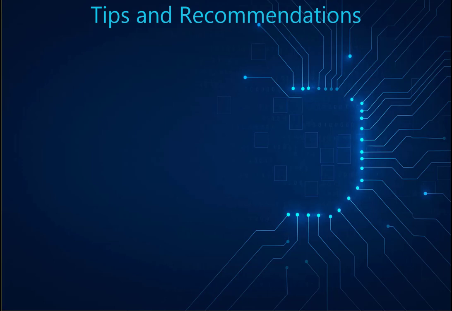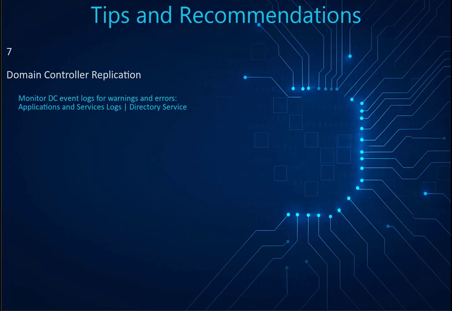Number 7, domain controller replication. The best thing you can do is to monitor the domain controller event logs for warnings and errors. And the location for that is shown below. You go to the application and services logs, directory service, and you're looking for any warnings or errors in there. You can offload those to a SIEM. You can have alerts, and probably have your NOC, if you have a dedicated NOC, monitor those on a regular basis, or somebody needs to monitor those.